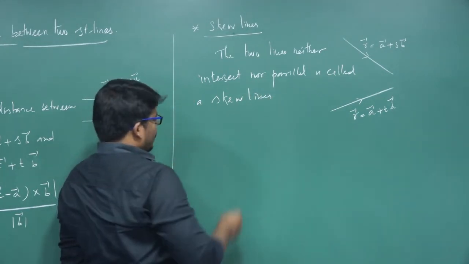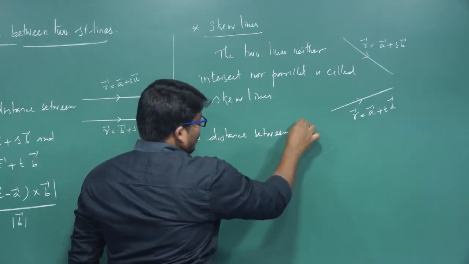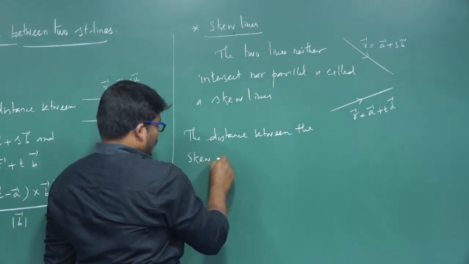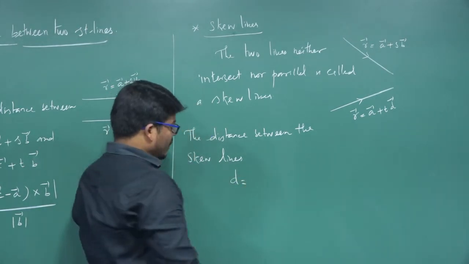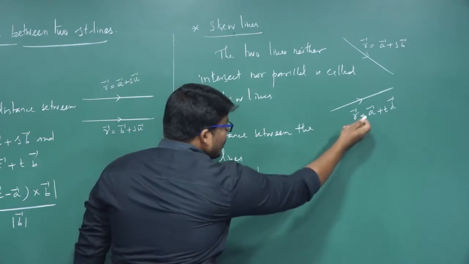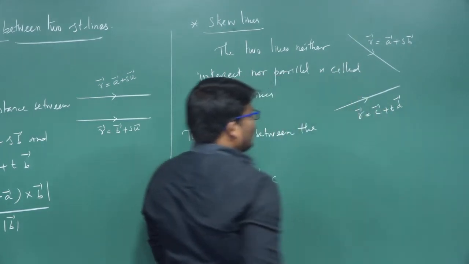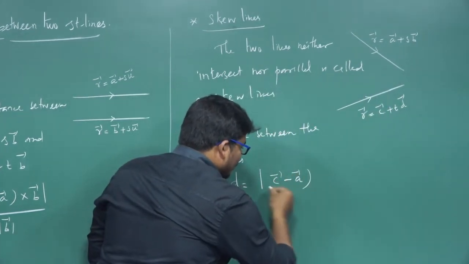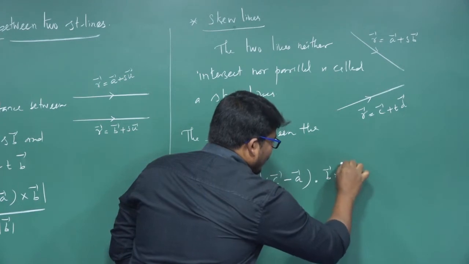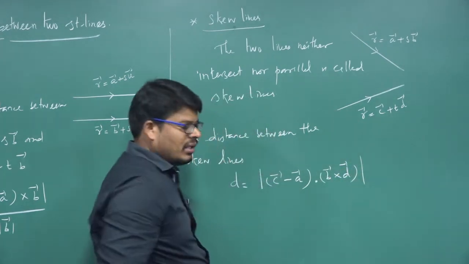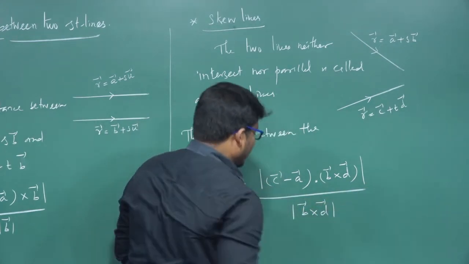The distance between the skew lines. The distance between the skew lines d equal to modulus of c vector minus a vector dot b vector cross d vector, by modulus of b vector cross d vector.